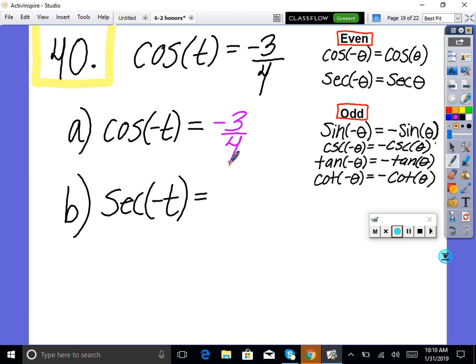Therefore, our secant of negative t will just be the reciprocal of that. So that would be negative 4/3. Does that make sense? Everybody, how to use that? Okay, awesome.